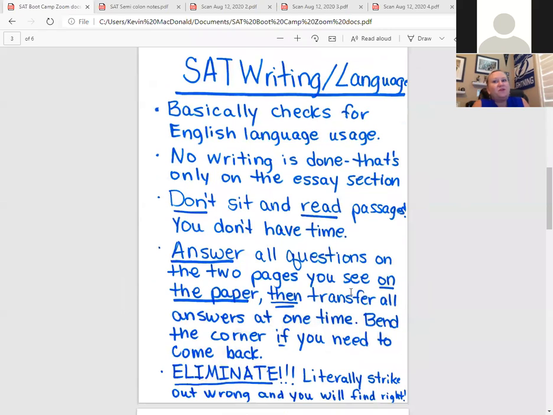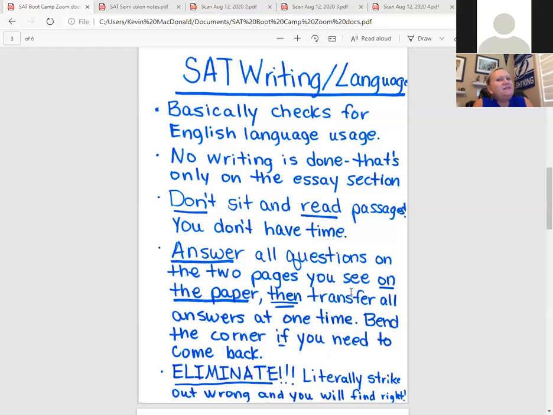Okay, let's talk about what we're looking at on the writing and language section. You may hear me refer to it as the English, because basically that's what it's checking for: basic English language. No writing is done on this section. What you write will be in your essay portion and has no bearing on this particular section.